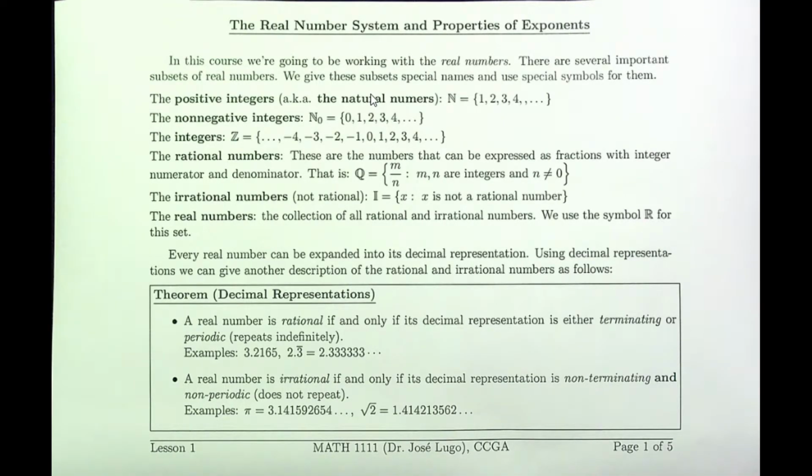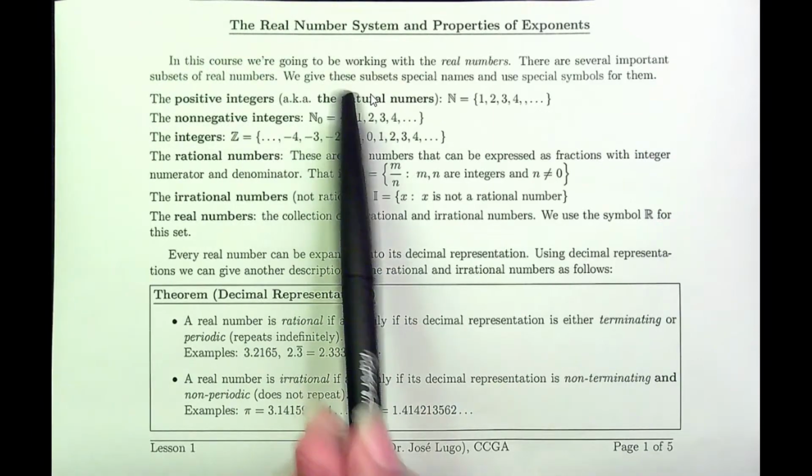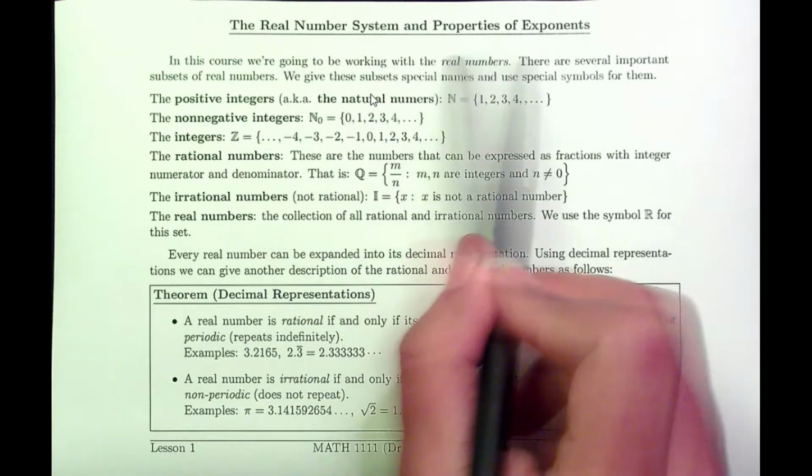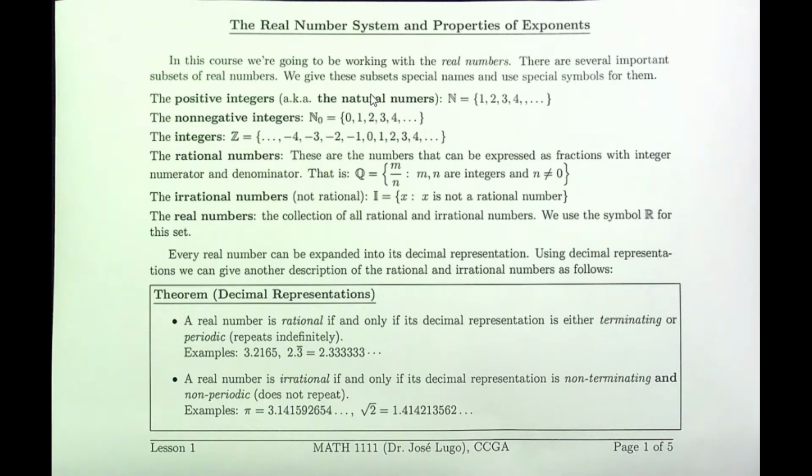This is lesson number 1 of college algebra. This first lesson is going to be divided into two parts. The first part, we're going to discuss the real number system, and in the second part, we're going to review the basic properties of exponents.